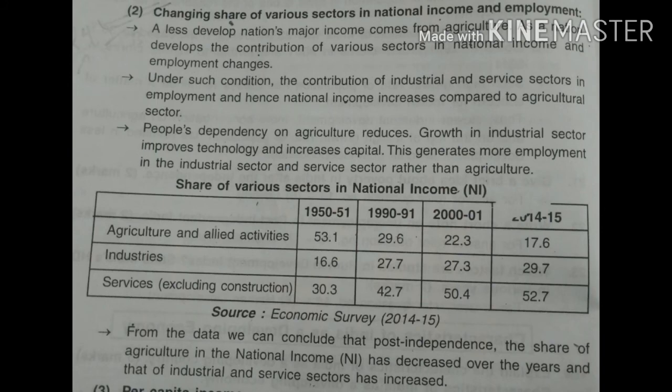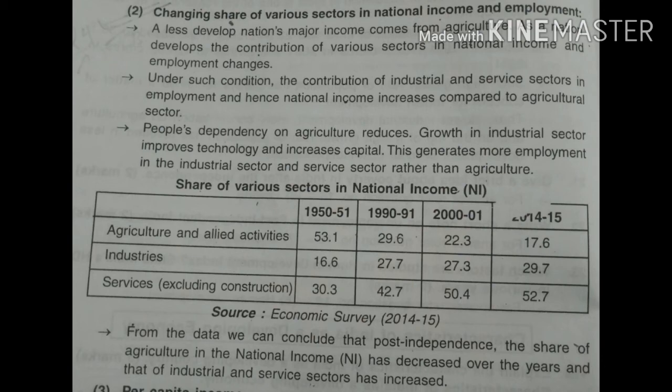Second is changing share of various sectors in national income and employment. A less developed nation's major income comes from agriculture. As a nation develops, the contribution from other sectors comes in national income and employment changes. Under such condition, the contribution of industries and service sector in the employment and hence national income increases compared to agriculture sector. People's dependency on agriculture sector also reduces.